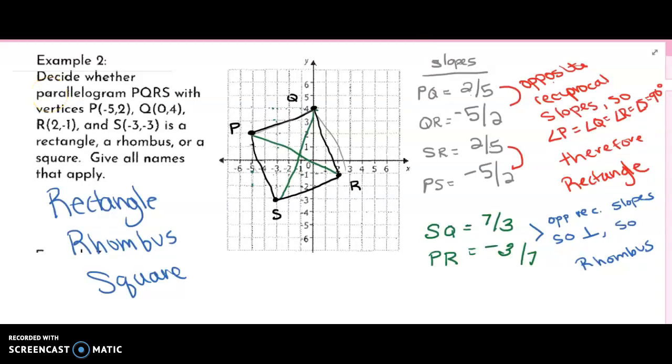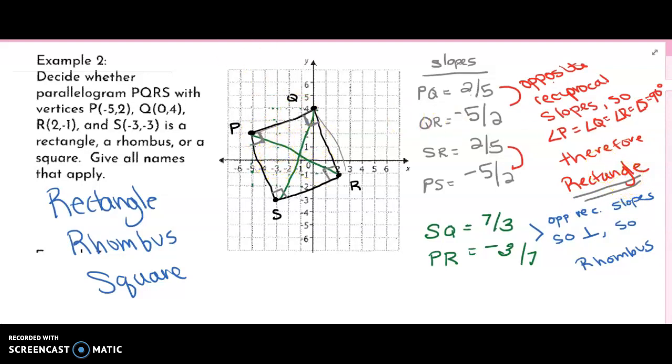All right, guys, so hopefully you went through and you did these. The first thing I did is I found the slopes of all the sides of this. And so I either got 2/5 or negative 5/2, okay? And if you notice, these are opposite reciprocals. And because they're opposite reciprocals, that means all of these angles here are right angles, okay? Opposite reciprocals mean things are perpendicular. If they're perpendicular, they have right angles. So from that, I can tell you that it's a parallelogram with all right angles. That is a rectangle.